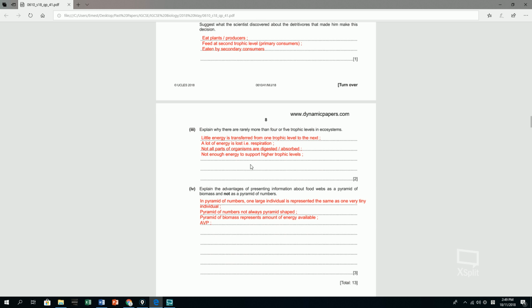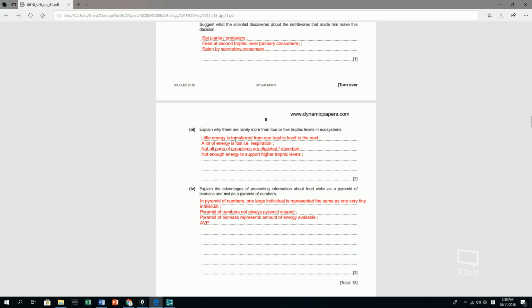Explain why there are really more than 4 or 5 trophic levels. Okay, so this has much to do with the loss of energy at each step along the way. So approximately 90% of energy is lost at each trophic level, so little energy is basically transferred from one animal to the next in terms of the trophic level. So a lot of energy is lost, obviously, if you know 90% is a lot, from things like respiration, and the fact that when one organism eats another organism, not all parts of that particular organism can be digested or absorbed, so you're not using 100% of what you eat, basically.